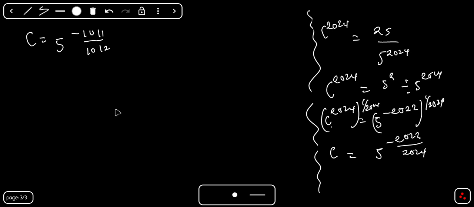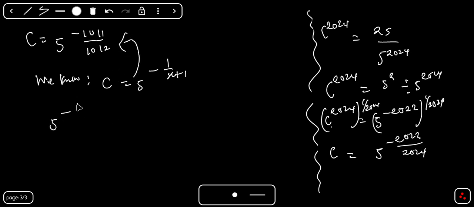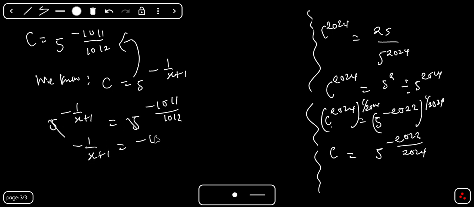But remember that from our previous substitution, we said c is equal to 5 raised to the power of minus 1 over (x + 1). So equate this to this. We're going to have 5 raised to the power of minus 1 over (x + 1) equals 5 raised to the power of minus 1011 over 1012. So 5 is 5 here, and we have minus 1 over (x + 1) equals minus 1011 over 1012. The negative signs cancel out.